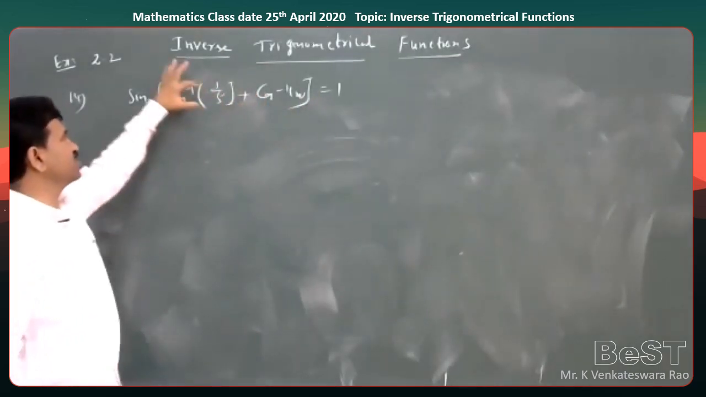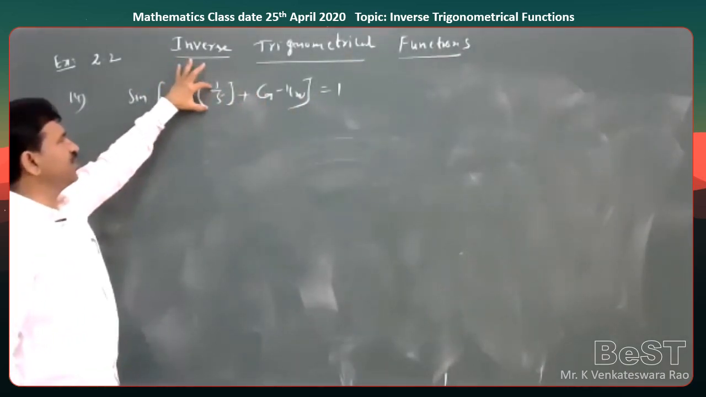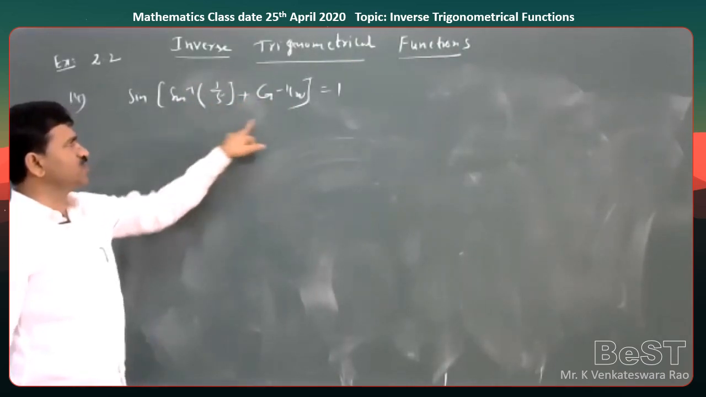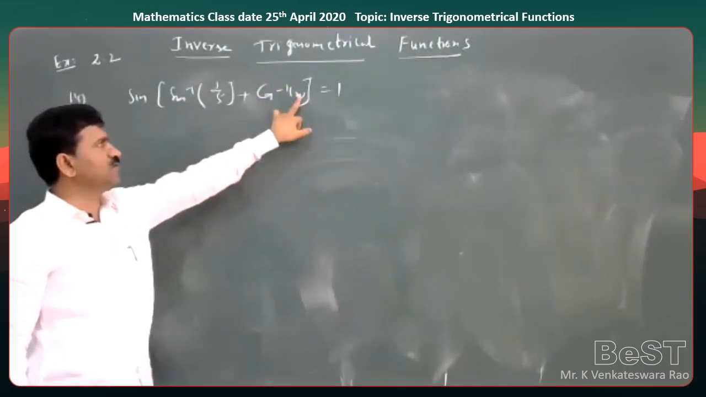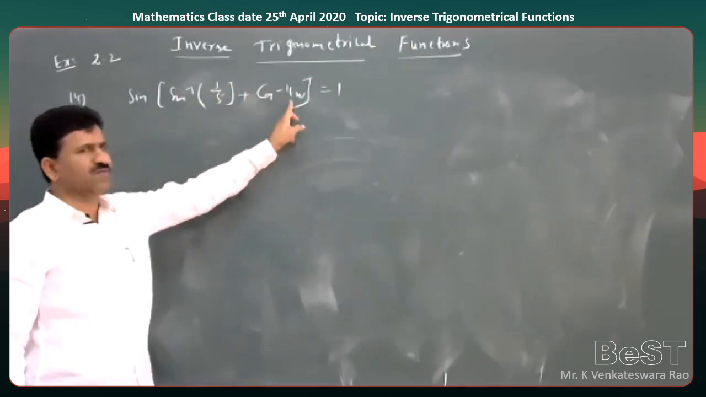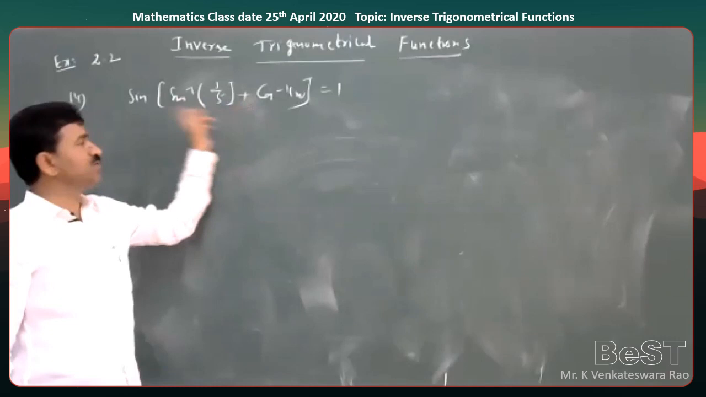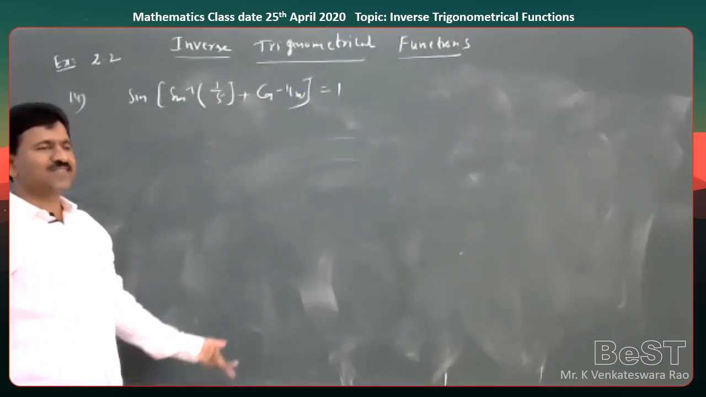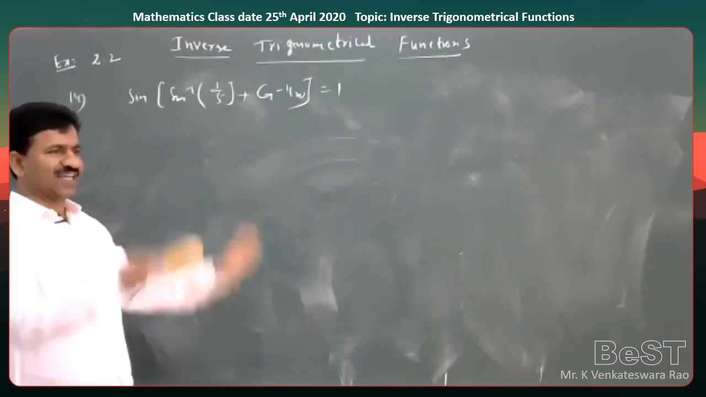Listen to me, observing these two functions: sine inverse of 1 by 5 plus cos inverse of x. If the x value is 1 by 5, sine inverse of 1 by 5 plus cos inverse of 1 by 5 is pi by 2. Sine pi by 2 value is 1. So what is the x value? Just 1 by 5. Orally you can tell the answer.